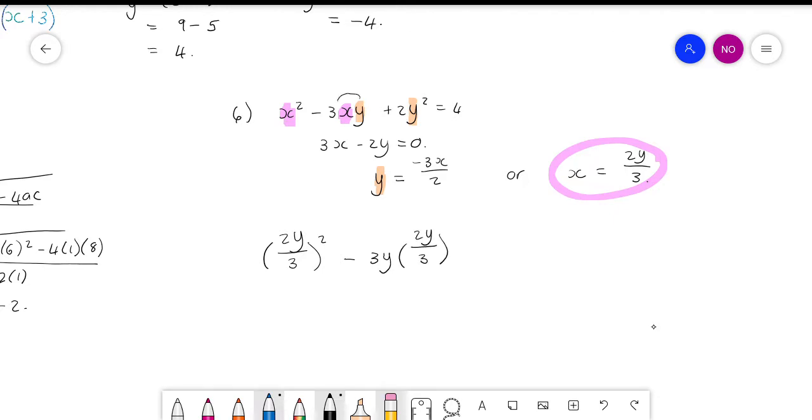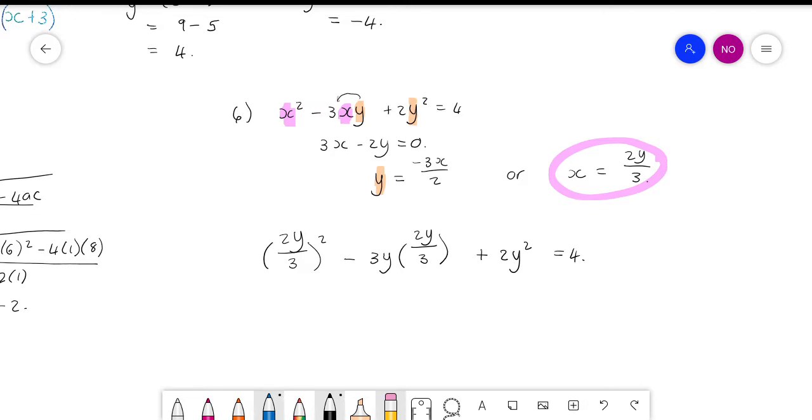Sien julle, ek skuif net die y bietjie vorentoe. Laat my hakie nie in die middel van die term staan nie. Laat dit die begin van die term is en dan die hakie. Doesn't matter, but it just makes it easier to read because else you might forget to multiply the y into the bracket as well. En hierdie term bly net so.